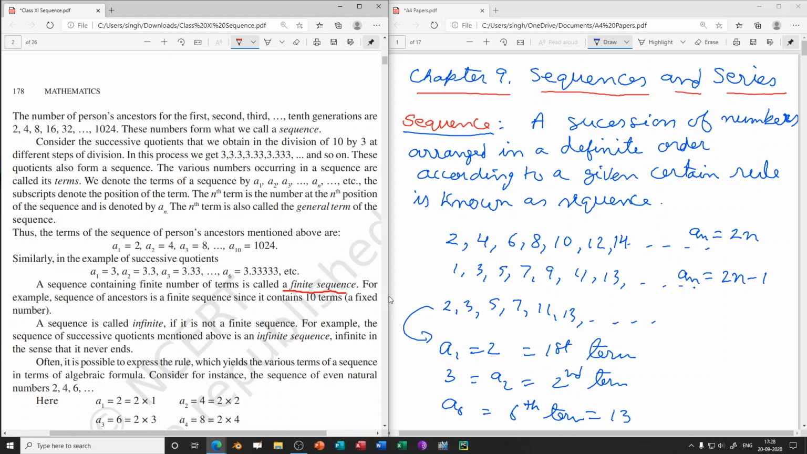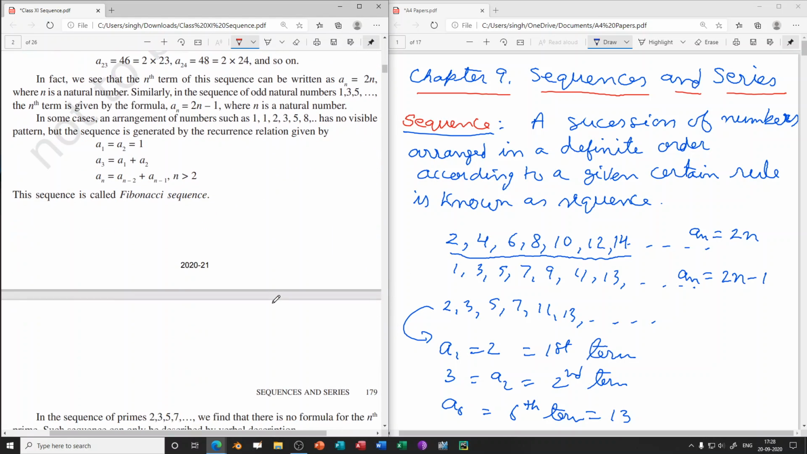In this sequence, if you write only the elements 2, 4, 6, 8, 10, 12, 14, then this will be a finite sequence. But suppose we go on, that is putting dot, dot, dot and so on. That means when the number of terms is infinite, it is an infinite sequence, and when the number of terms is finite, it is a finite sequence. So a sequence is called infinite if it is not a finite sequence. In an infinite sequence there will be infinite elements, and in a finite sequence there will be finite elements.